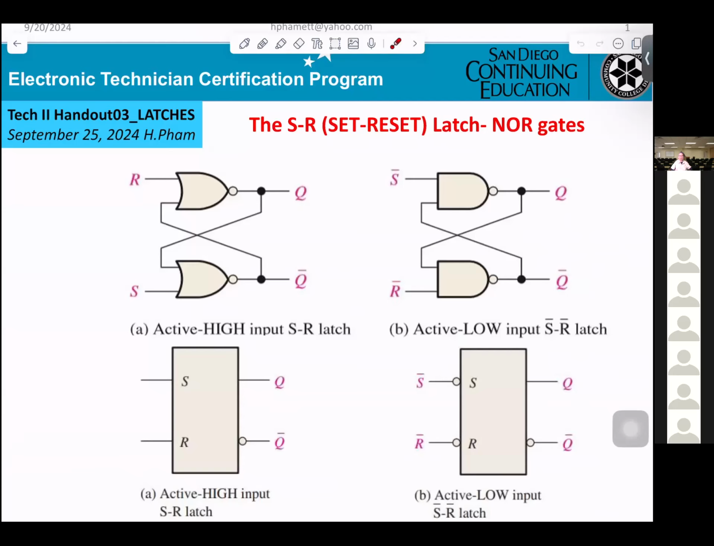Okay, today we're talking about the set-reset latch with NOR gates. The first thing you see on this circuitry is input R, input S, output Q, and output not Q. That only tells you one thing: if Q equals 0, then not Q will be 1, and if not Q equals 0, then Q has to be 1. They have to be opposite all the time.